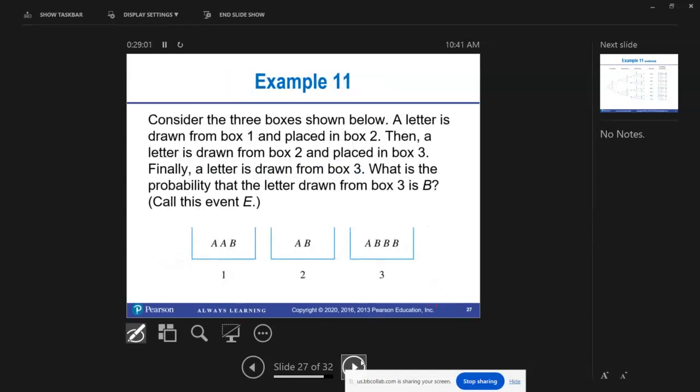Okay, moving on to the next one. This time we have 3 boxes shown below. We're going to take a letter from the first box and randomly draw it, place it in the second box. Then we'll randomly draw a letter from the second box and put it in the third box. Finally, a letter is drawn from box 3. What's the probability that the letter from box 3 is a B?